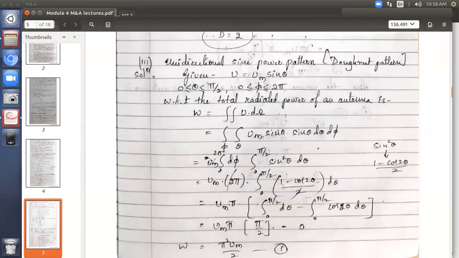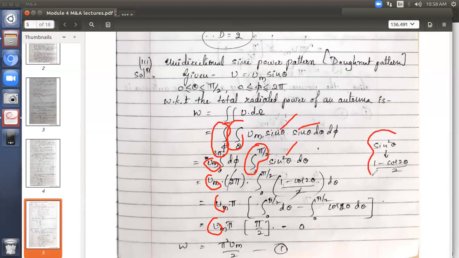Apply the limits. I have kept it outside. It is a constant term. Throughout it will be outside. Integration of unidirectional: this is 0 to 2 pi range for phi. Inside it will become 0 to pi by 2. Unidirectional pattern. And sine theta into sine theta, you will get sine square theta d theta.